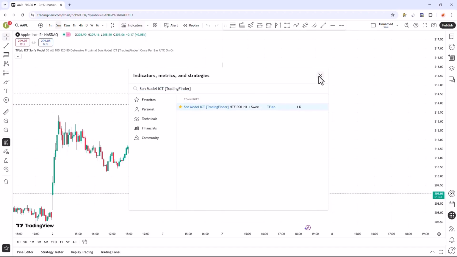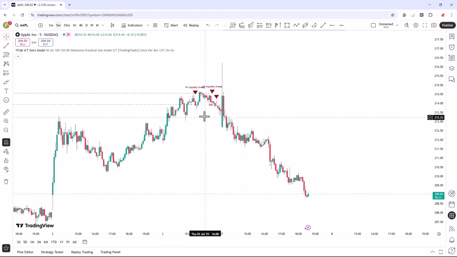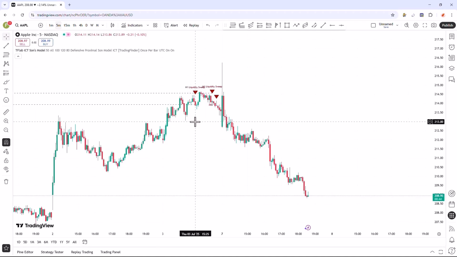option. Once the indicator is applied to the chart, it begins to identify the Sun model setup, which is a special feature of the ICT style, on the price chart. This setup is a specialized trading strategy based on market structure and liquidity, and it is implemented across multiple timeframes.